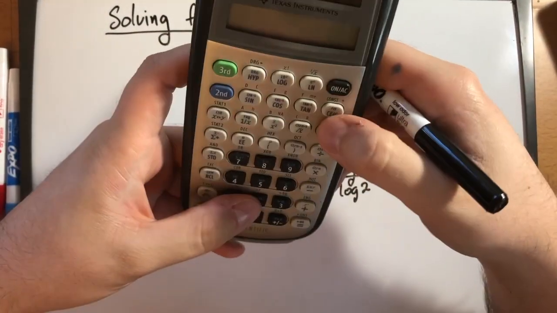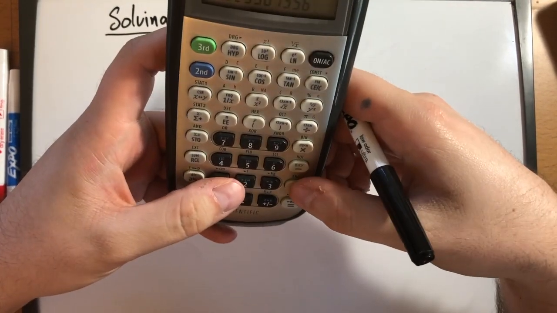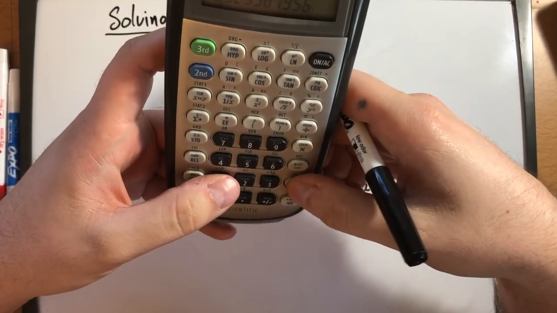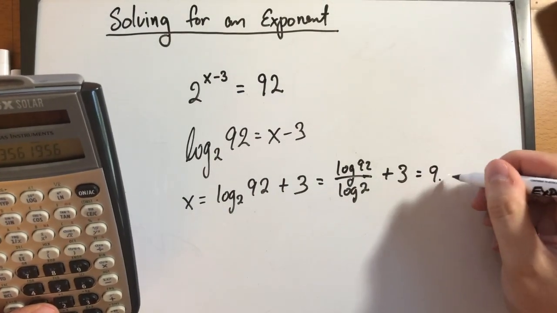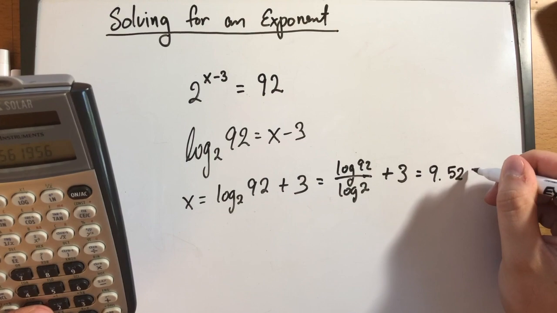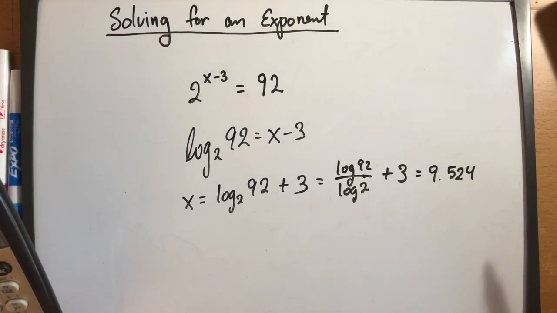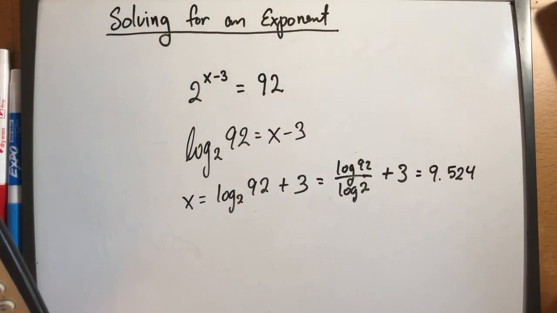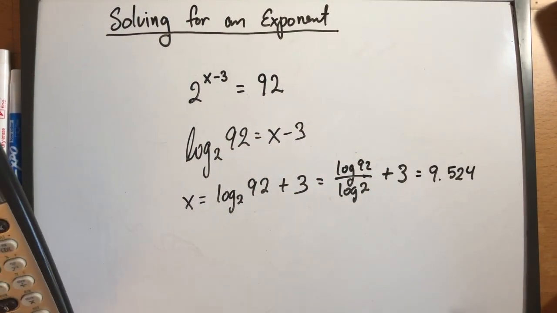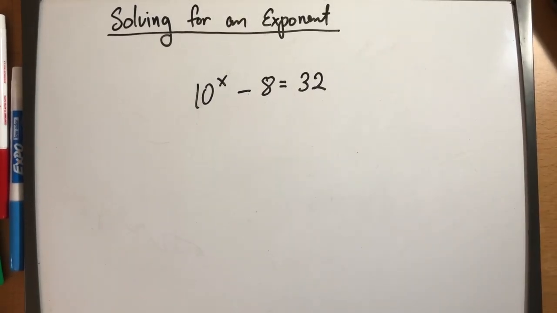So 92 log divided by 2 log plus 3, and we get 9.524 when I round that. And if you want to, you can go ahead and plug that in to the original equation just to confirm that the answer does work. Let's take a look at this problem.